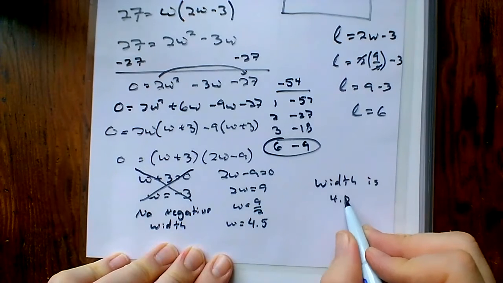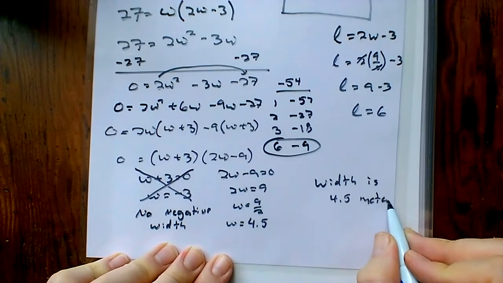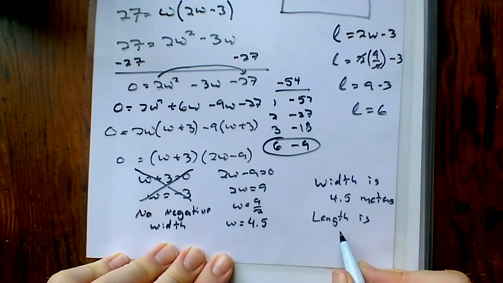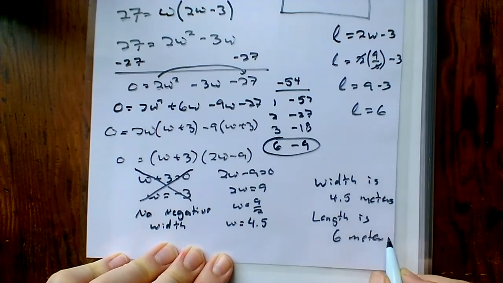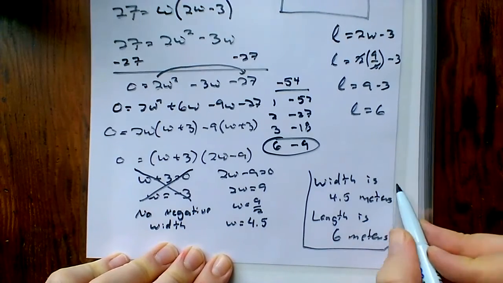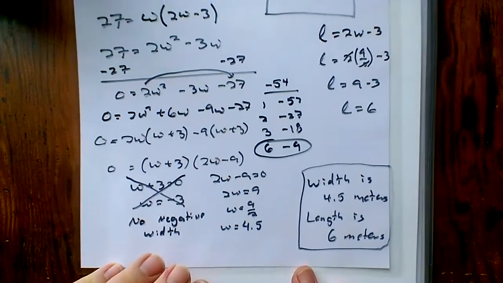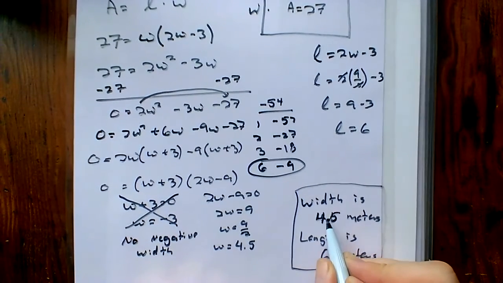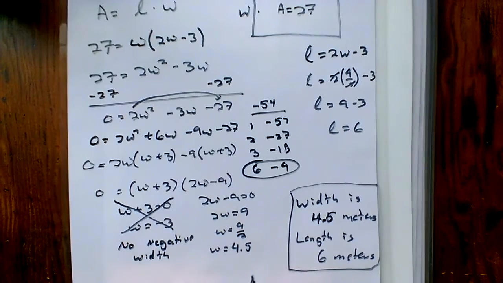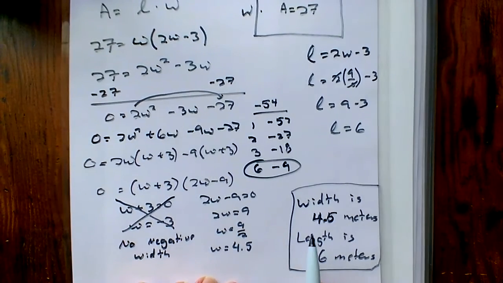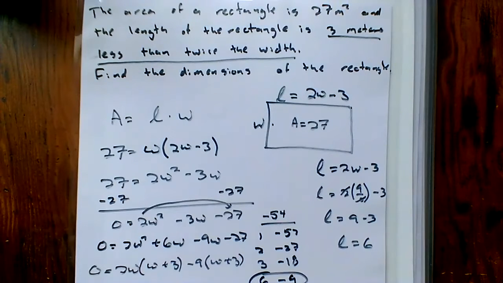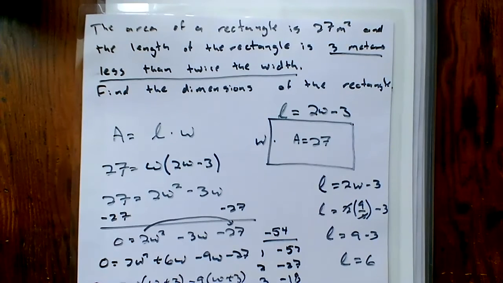is 4.5. Our units were meters, and our length is 6 meters. So when we're looking at that, you're not always going to go with whatever numbers are whole numbers. Sometimes the fraction is in fact the correct answer. So 4.5 meters and 6 meters. And that is how a lot of these will play out. Sometimes they're going to be fractions.